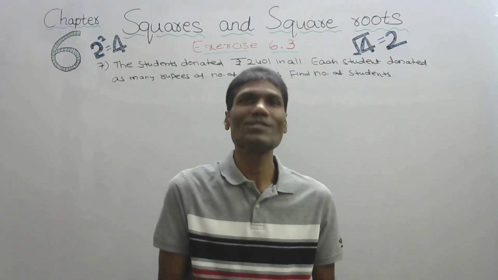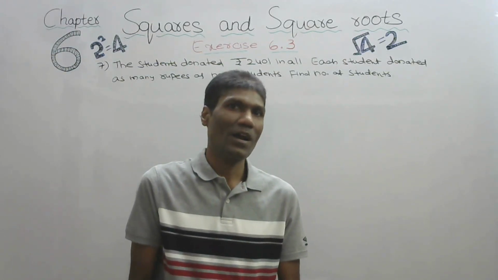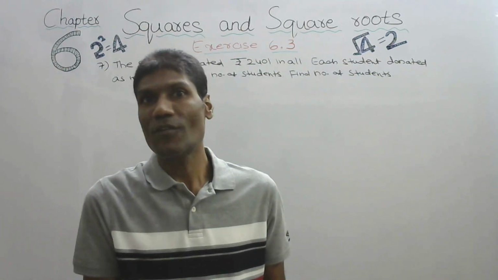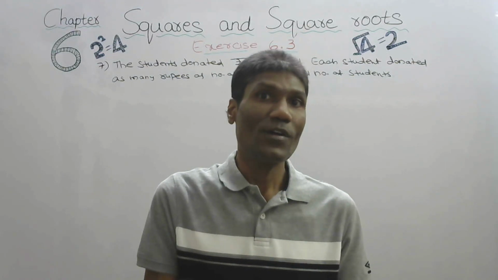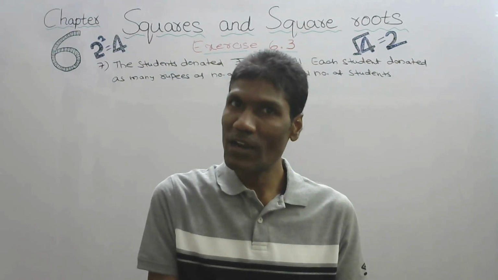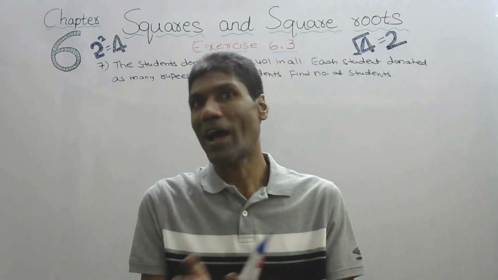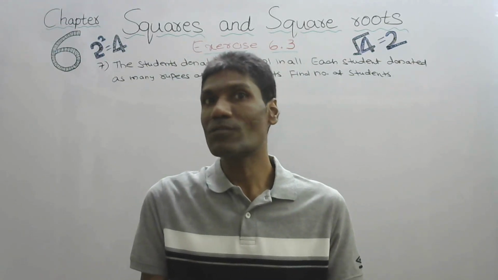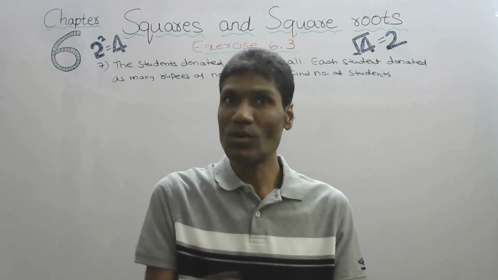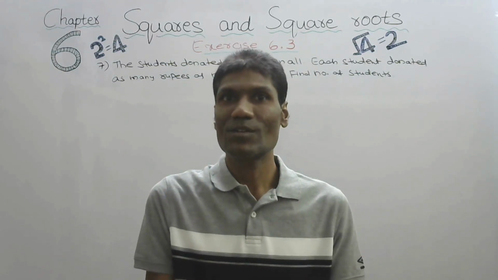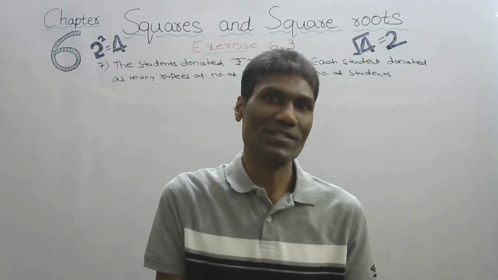What he says is the amount collected is given, and for each student they have collected some amount. For each student, the number of rupees collected and the number of students in the class are both the same. These two numbers are the same. So what is the strength of the class, he is asking.